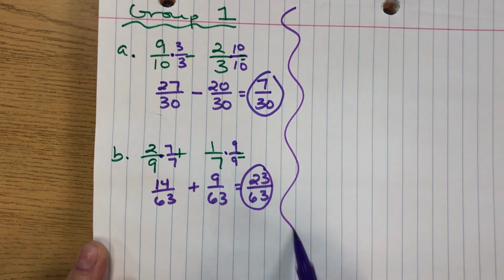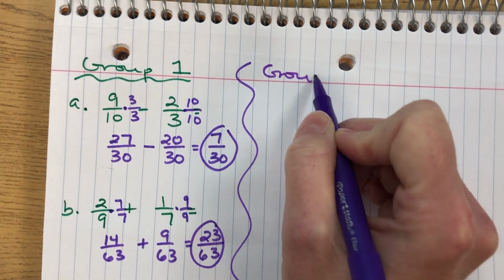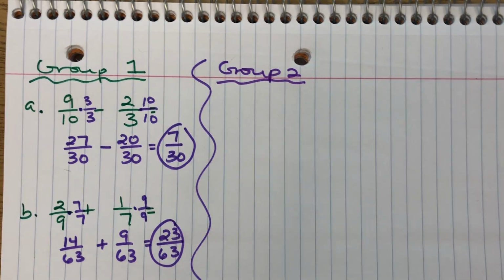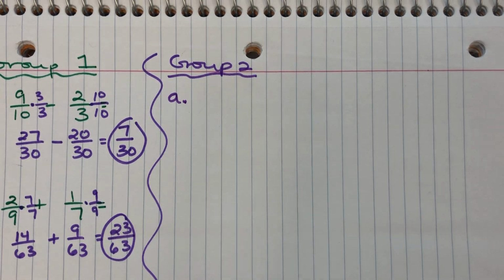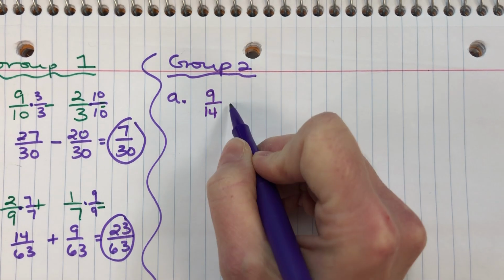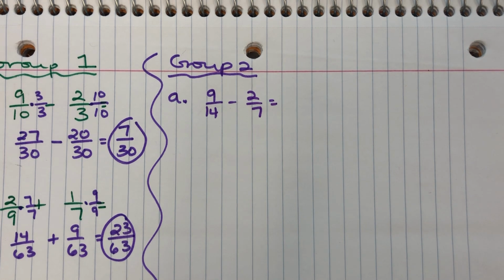I'm gonna draw a little squiggly line. I'm gonna have 3 groups total. So right in the middle here, we're gonna write group 2. We're gonna solve 2 problems, and this is just a new group. We'll compare our groups at the end. All right, the first problem I want you to solve in letter A is 9/14 minus 2/7. And I didn't mention it, but I figure you know the routine by now.